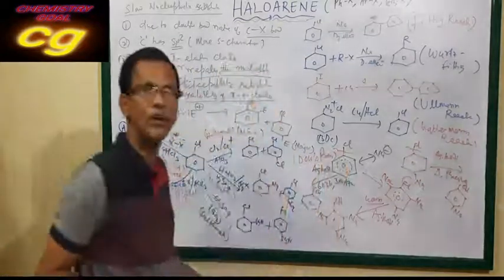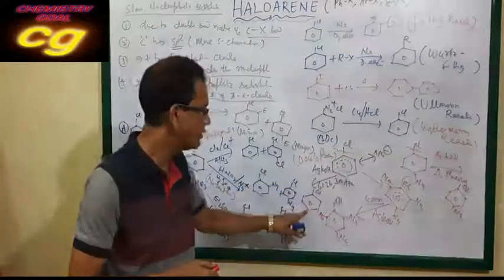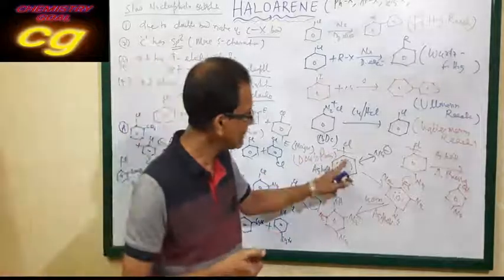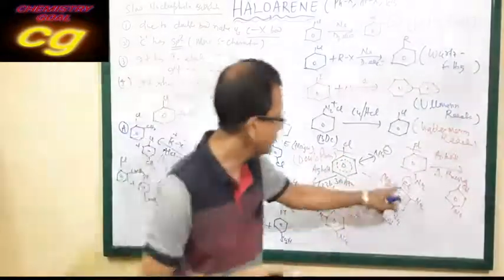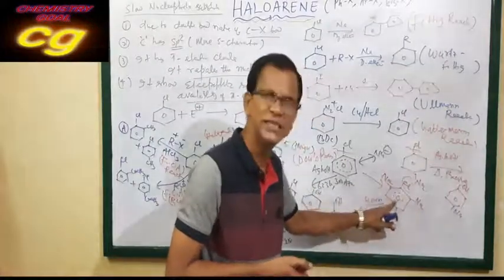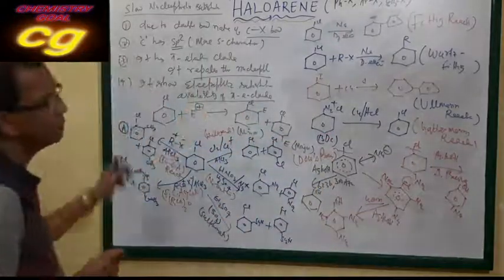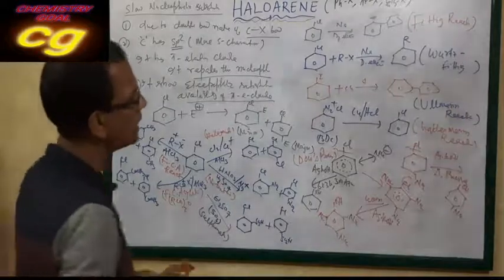You write down also one name reaction. This is called Dow's process. Direct chlorobenzene can convert to phenol, but under this condition. But chlorobenzene can be converted to phenolic derivative easily if you substitute some electron withdrawing group which removes electron cloud from the benzene ring so that nucleophile can easily attack. So these are some important physical and chemical properties of haloarene.